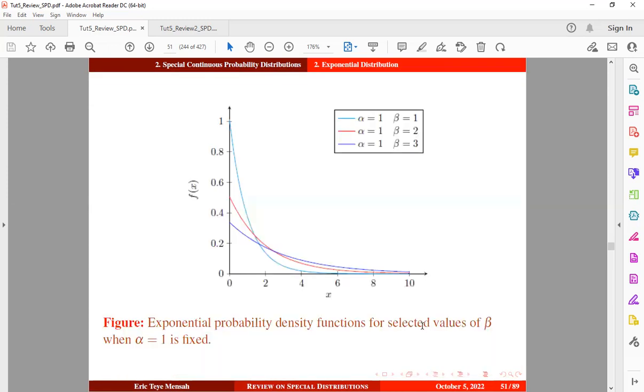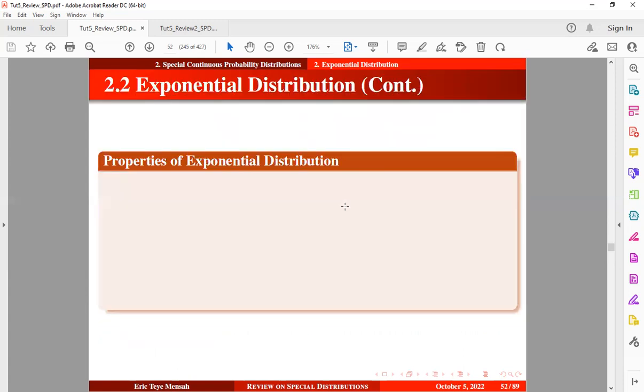All right, so let's take a look at this graph. We have the exponential probability density functions for selected values of beta. When alpha is 1 and beta is 1, this is how the exponential distribution looks like, with exponential decay. When alpha is 1 and beta is 2, we also obtain this. All right, so let's take a look at some properties of the exponential distribution.